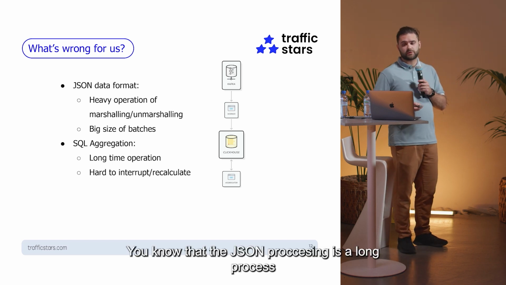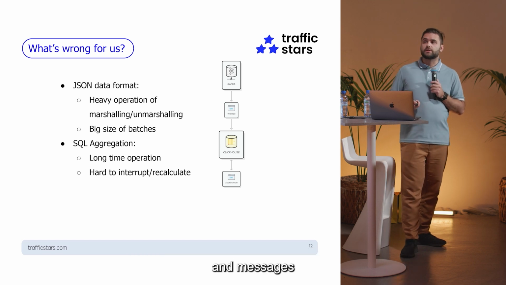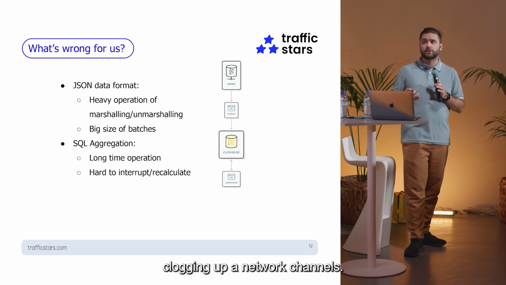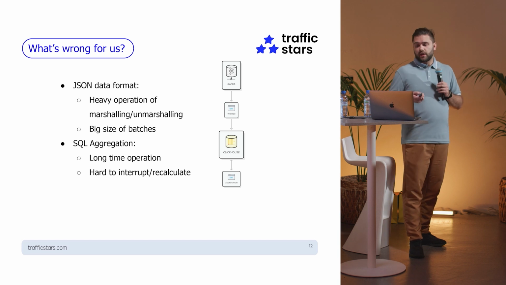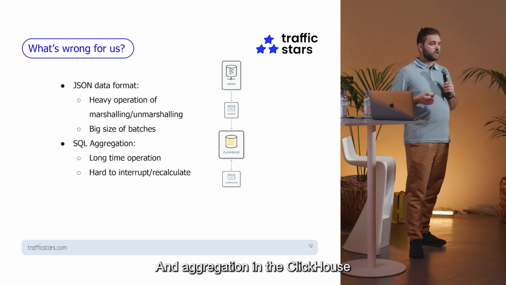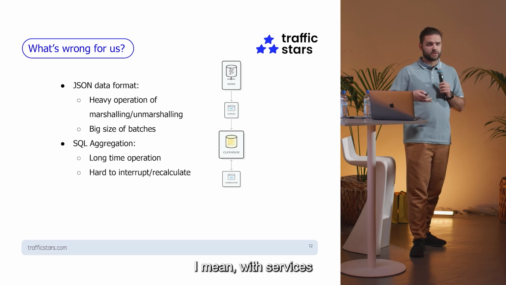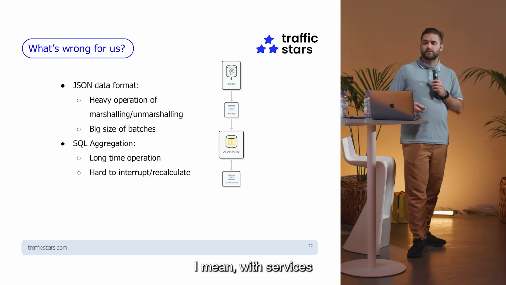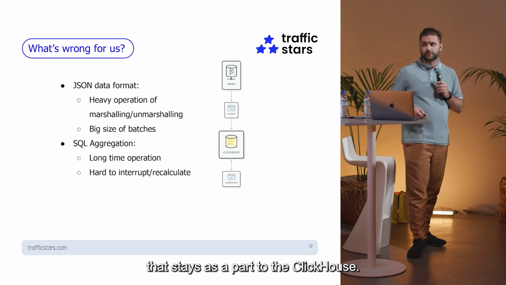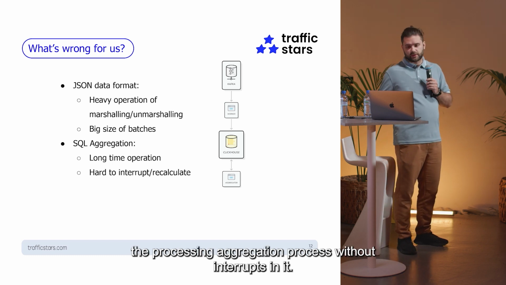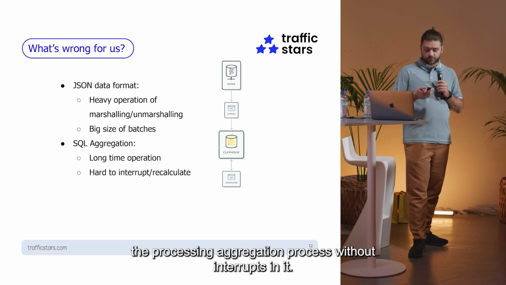You know that JSON processing is a long process, and messages take up a lot of space and are poorly compressed, clogging up network channels. And the aggregation in ClickHouse, with a different service, I mean a service that stays a part of ClickHouse, is a long process too, and there is no way to intervene in the aggregation process without interrupting it.